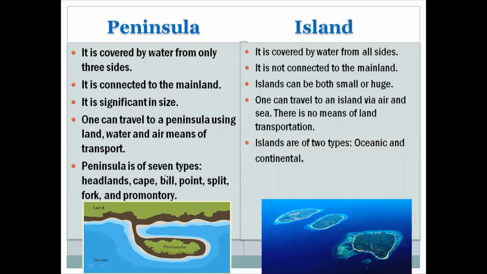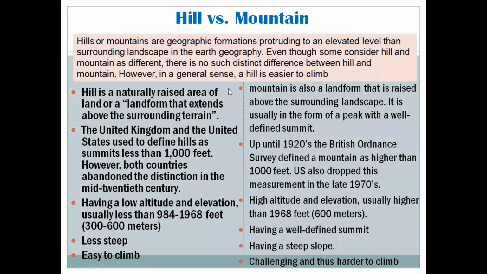So peninsula has 7 types: headland, cape, bill, point, spit, fork, and promontory. We are not going to discuss in detail the shape of the peninsula, while islands have two types, oceanic and continental. We have another term which is called hill and the mountain.